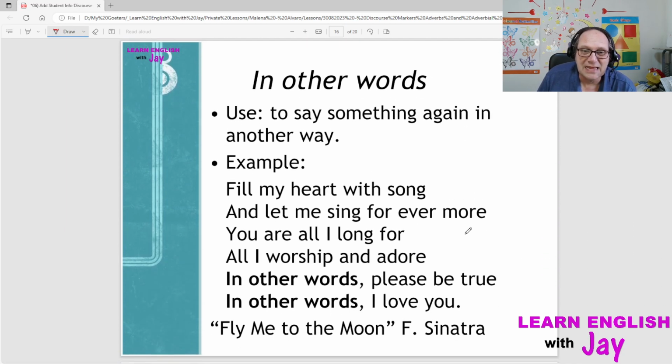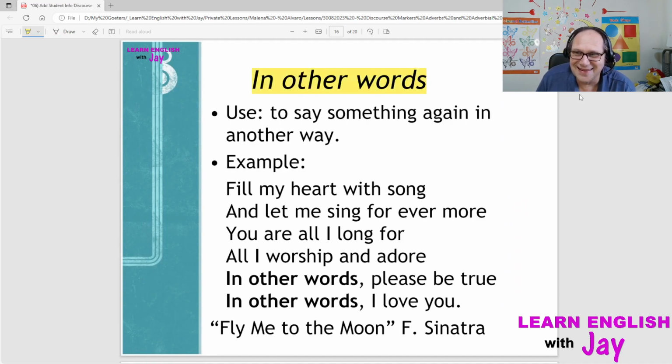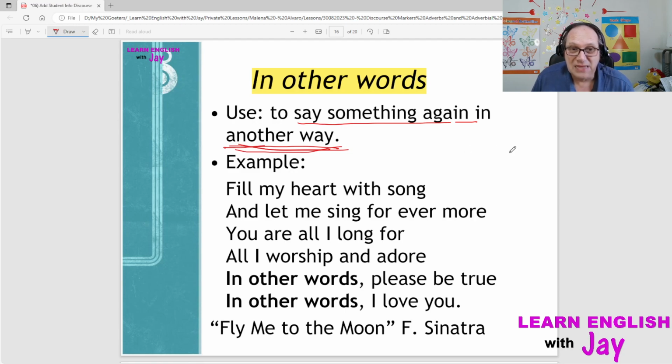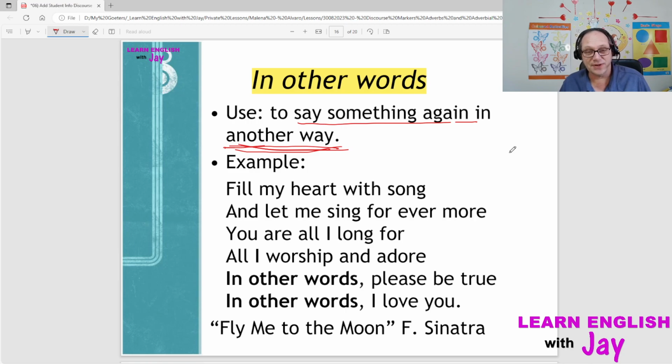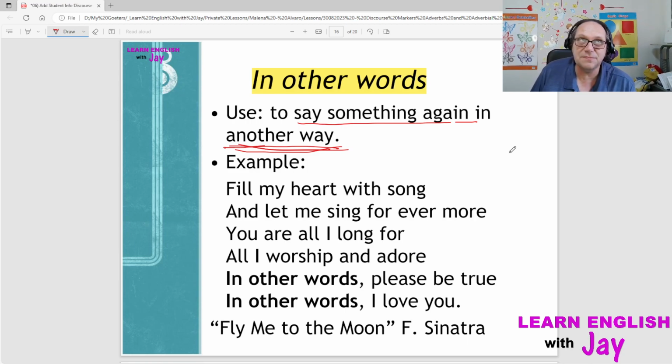All right. Next one. In other words. Again, I think this one is really self-explanatory. This is to say something again, but in another way. And that's important. So sometimes what we do is we make a statement or we explain a point, and people might not always understand what we are talking about.